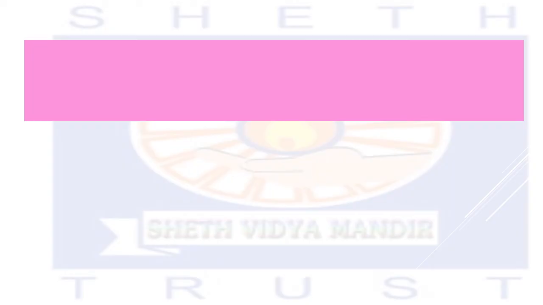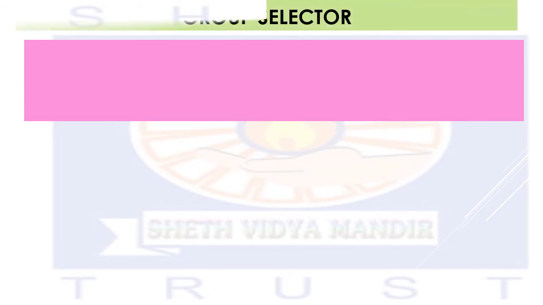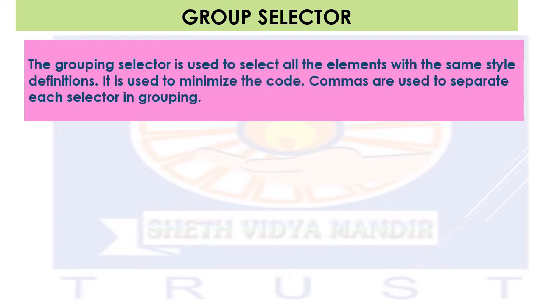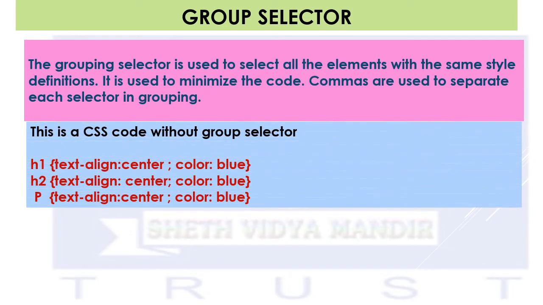Okay, move to the next slide with the next type of selector, that is called a group selector. Here also, group means what? Together. The grouping selector is used to select all the elements with the same style definitions. It is used to minimize the code. Commas are used to separate each selector in grouping.